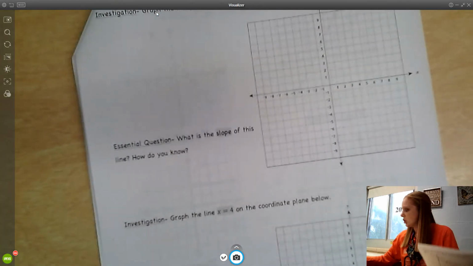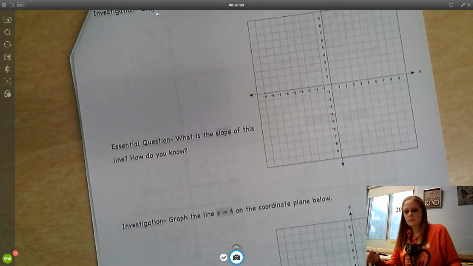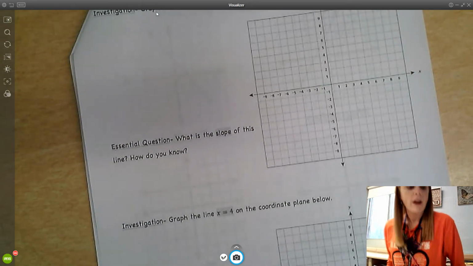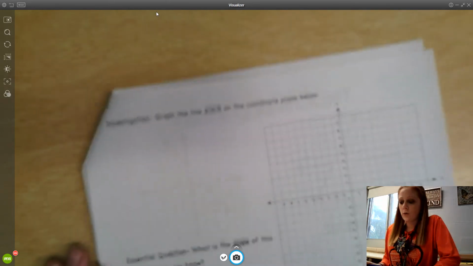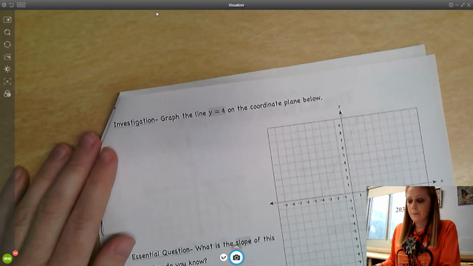All right, next page. Okay, graph the line y equals 4 on the coordinate plane below.